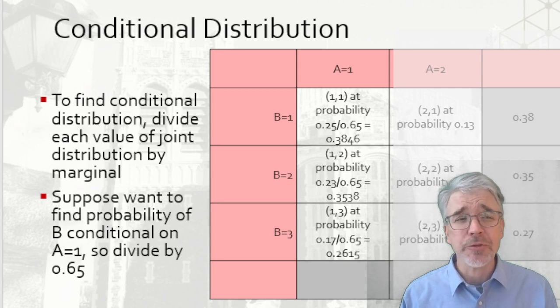Probability of b equals 2, given that a equals 1, was 0.23. Divide 23 by 65, that's 0.3538. The joint probability, a equals 1, b equals 3, 17%. Divide that by 65, get 26.15. We just work through and calculate all these probabilities.